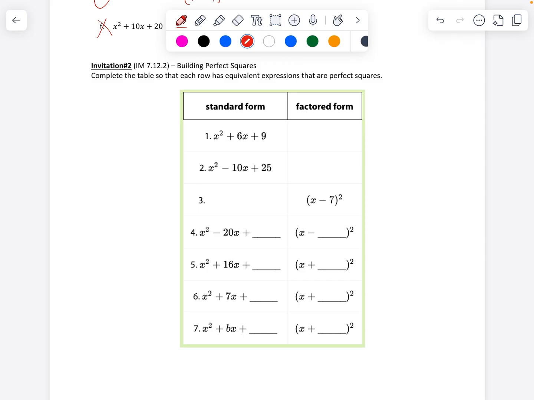So factored form. This is going to be x plus 3 squared. You can see it's a perfect square. X minus 5 squared, it's a perfect square. Here we're going to get x squared minus 14x plus 49.